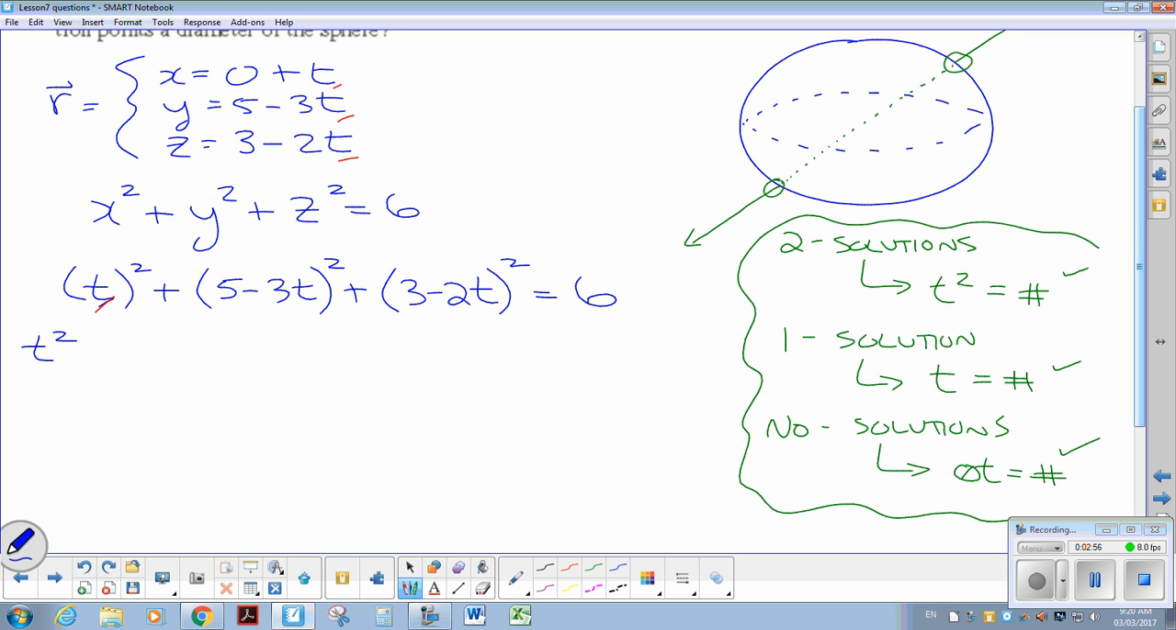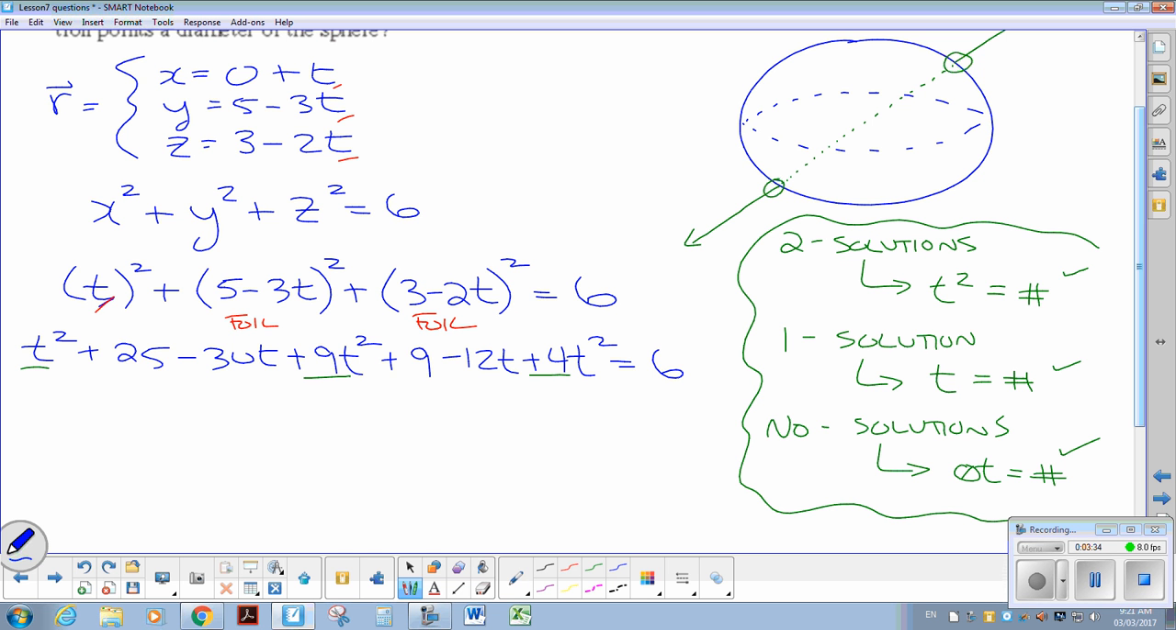Common mistake with this one, you need to FOIL. So we're going to put FOIL underneath these guys, or distributive law, if you never learned what the acronym FOIL was. So you should end up with 25 minus 30t plus 9t squared. So when you multiply 2 binomials, you always end up with 3 terms. Plus 9 minus 12t plus 4t squared equals 6. Now this is where I've got to be careful collecting my like terms. 9 plus 4 will give me 13, plus 1 will give me 14? So I should end up with 14t squared.